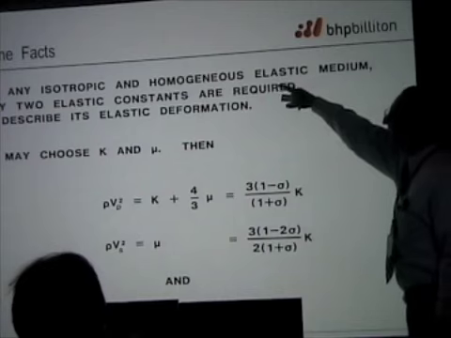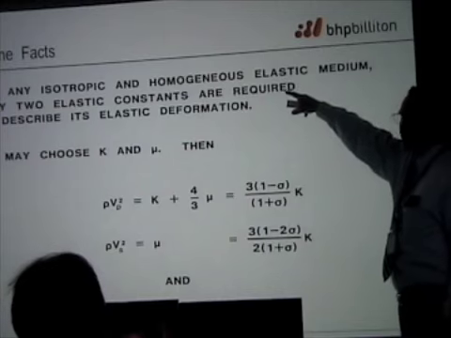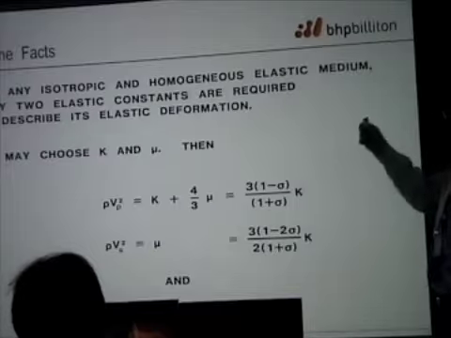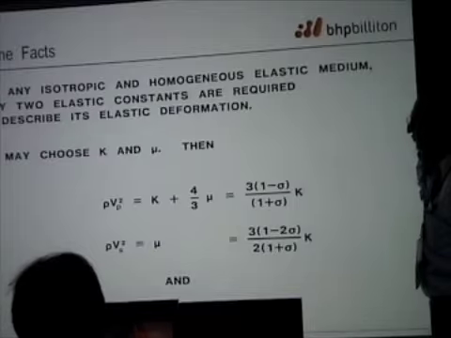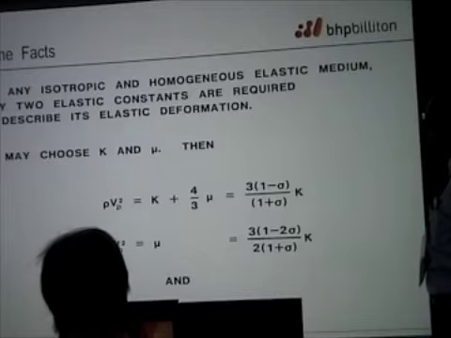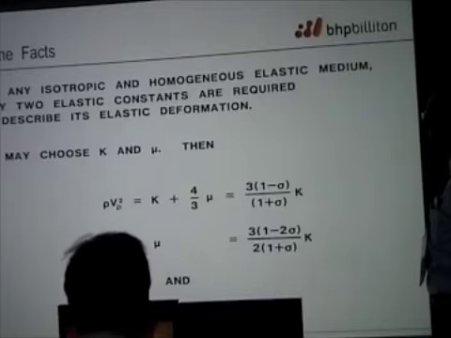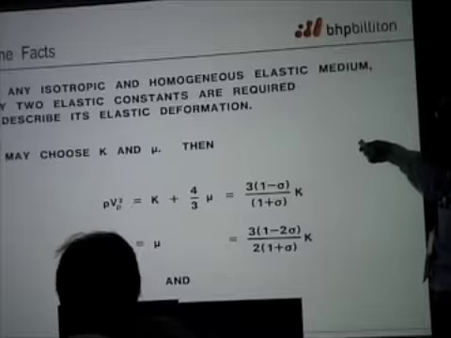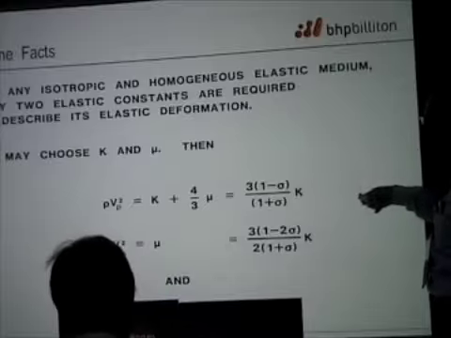For any such elastic body, you only need two elastic constants to describe all of its elastic deformation, and you can choose any two you wish of those that we talked about in the previous slide, and others as well. And then you may convert from one pair to another pair if you so like.